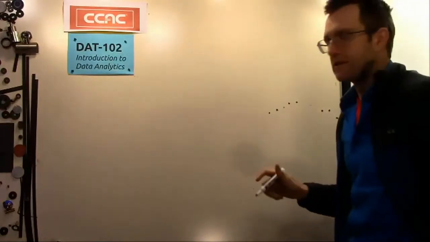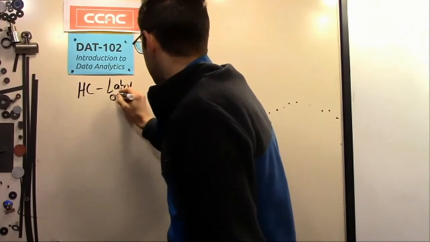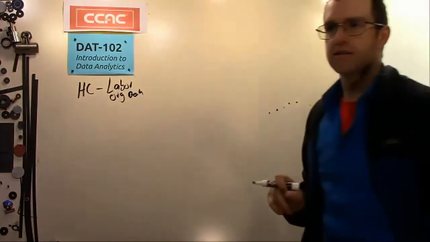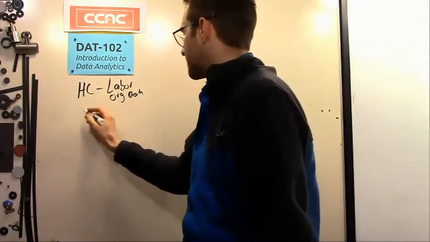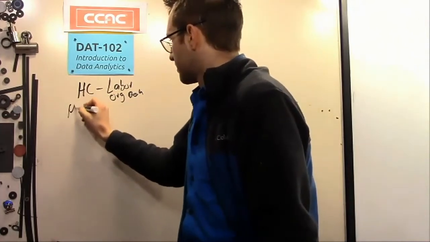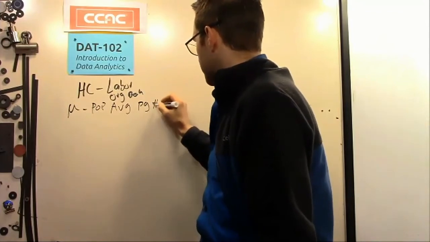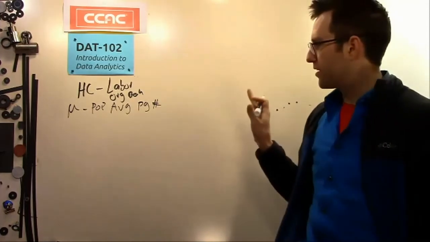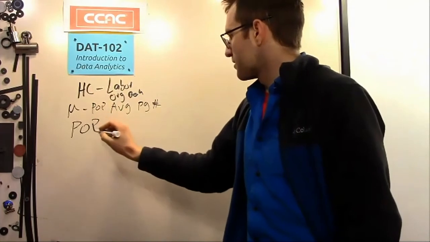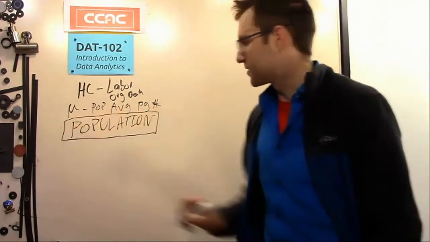So I want to review conceptually our two major divisions. I sampled HC, which is labor and organizational behavior. HC by Library of Congress defines for us a population of individuals about which we are interested in our variable mu, which is the population's total average page number of all books the Library of Congress has given the HC prefix to. This, on the population side, in normal data analytics is always theoretical, because we almost never have complete information about the population.